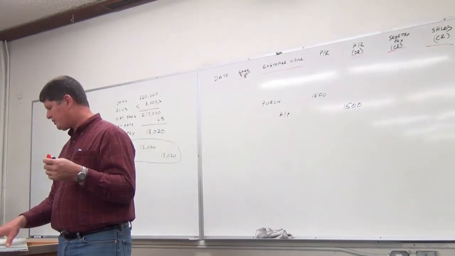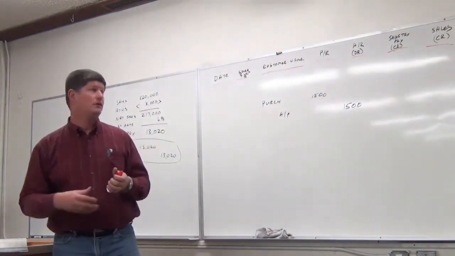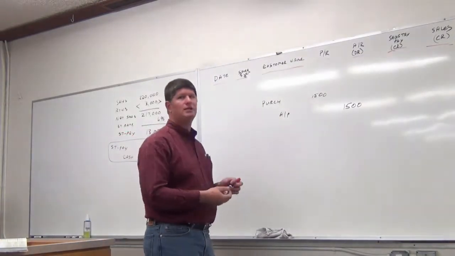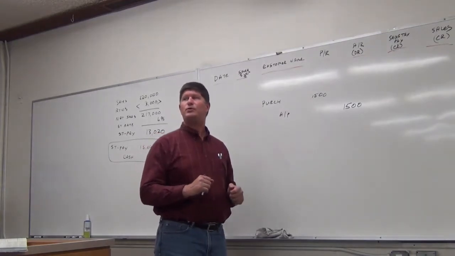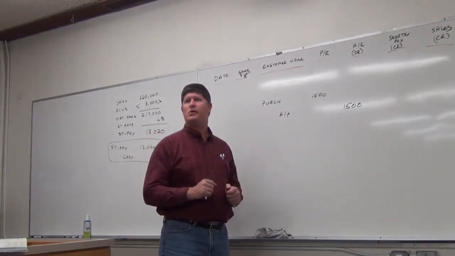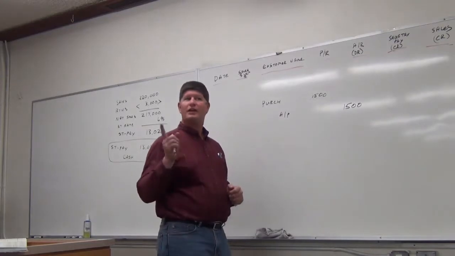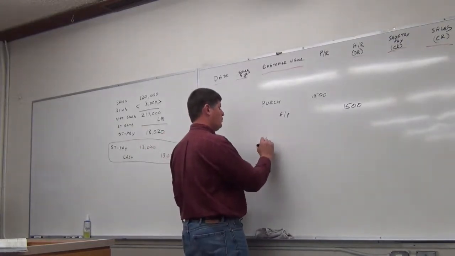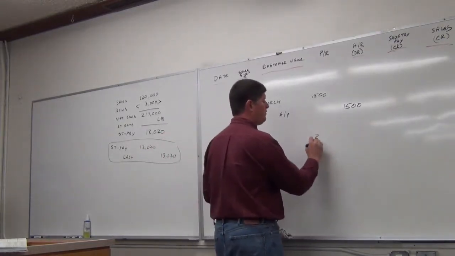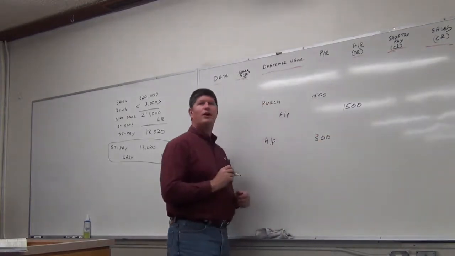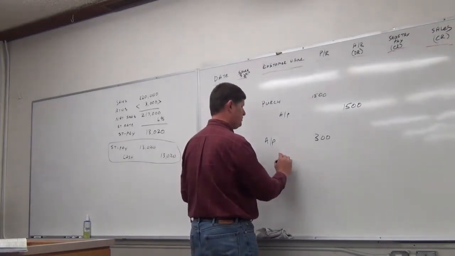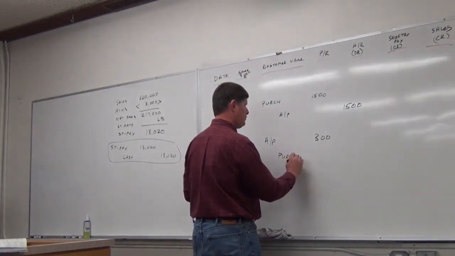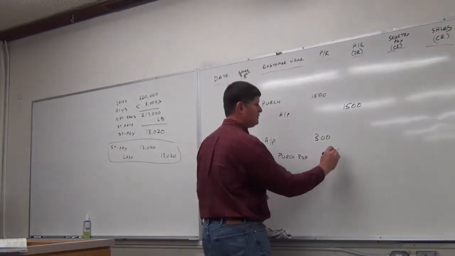Returned damaged merchandise to a supplier and received a credit for $300. Okay, what account do we debit? Accounts payable, right? We don't owe this guy the money anymore. A debit for $300. What account are we going to credit? Purchase returns and allowances.